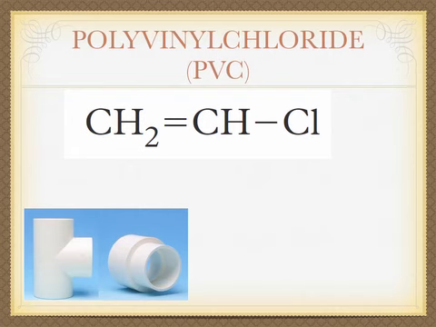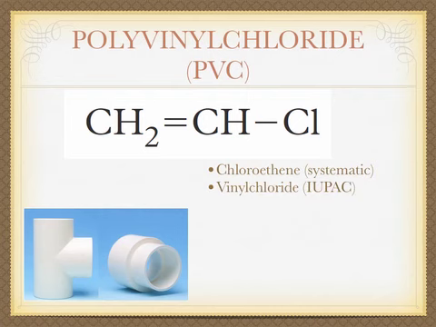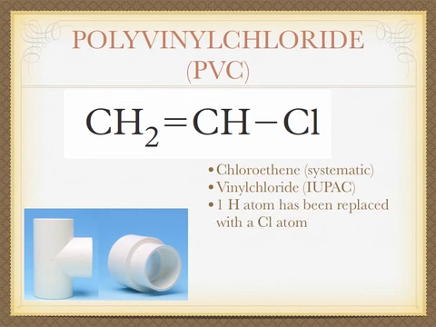That's the only difference. Now we have a monomer here that we could refer to as chloroethene, indicating one chlorine atom bonded to the ethene molecule. That's the systematic name. The IUPAC preferred name is vinyl chloride. You need to be able to recognise it and name it in both of these forms.